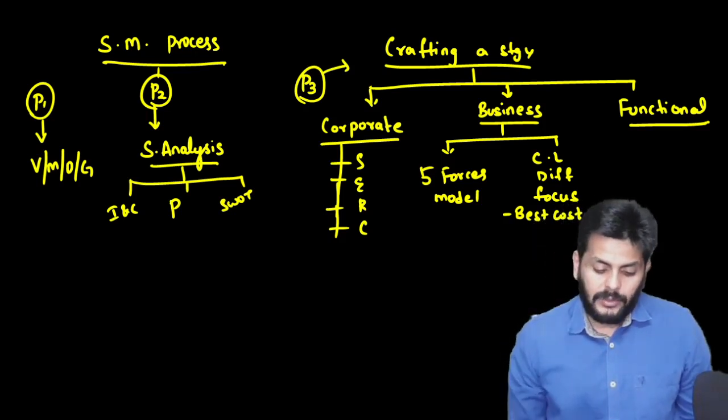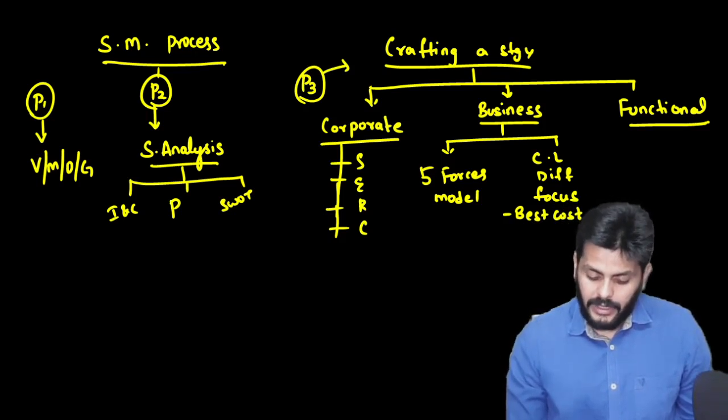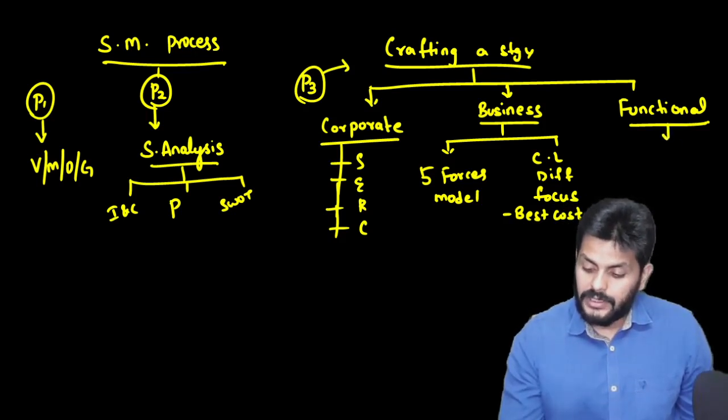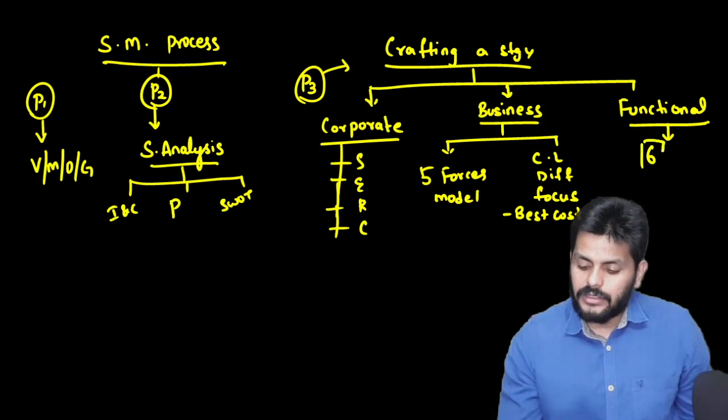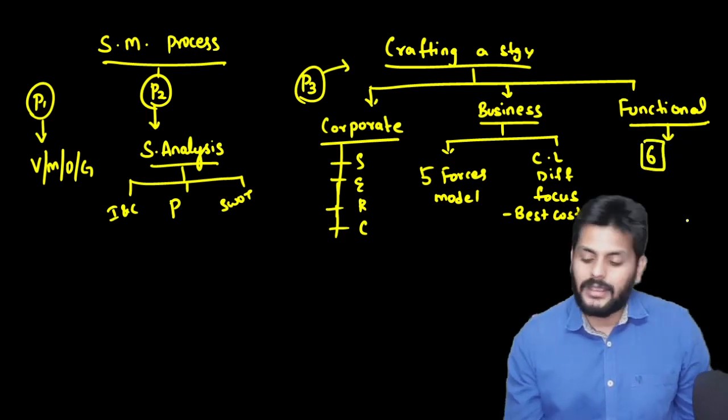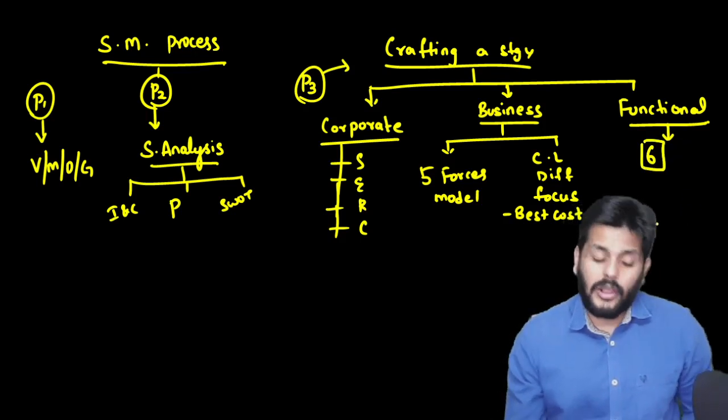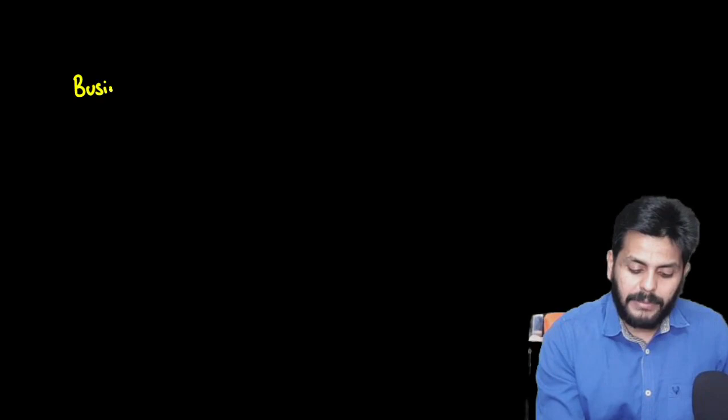And now down here we are at the sixth chapter, wherein we are going to discuss these six functional strategies in chapter 6. So I want to draw your attention to chapter 1, wherein we discussed something called business functions.